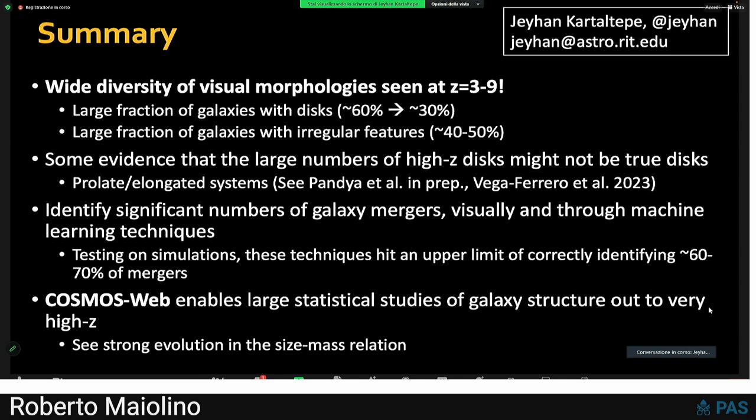All right, so to summarize, we see a wide diversity of visual morphologies all the way from redshift 3 to 9, with a large fraction of galaxies that appear to have disks. But there's some evidence that some of these disks may not be true disks, but are instead prolate or elongated systems. We're identifying significant numbers of mergers visually and through machine learning techniques. And finally, a survey like COSMOS-Web is now able to enable large statistical studies of galaxy structure out to very high redshift. And so there's a lot more to come.